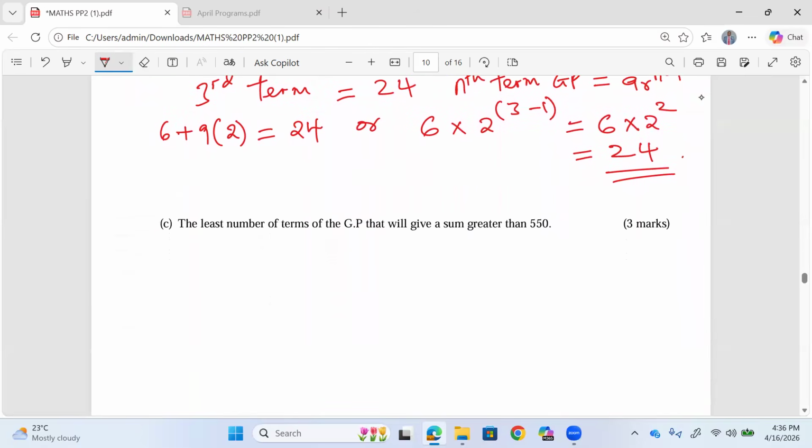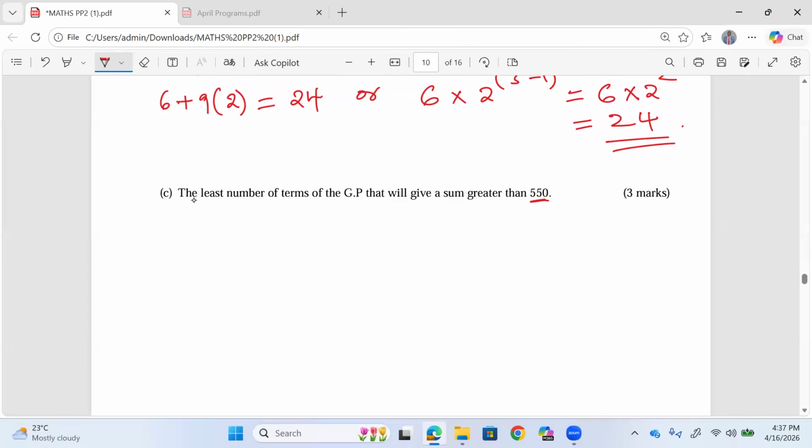So now we check Part C. Find the least number of terms of the GP that will give a sum greater than 550. So can we check the number of terms that will give us 550? The sum of a given number of terms is given by A into R power n minus 1, out of R minus 1. That is now the formula for the sum of a given number of terms.